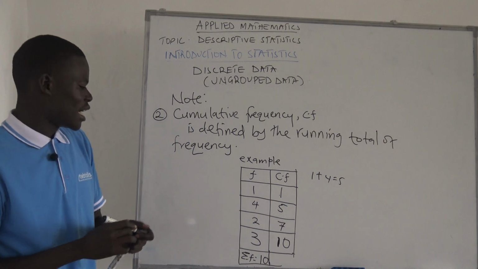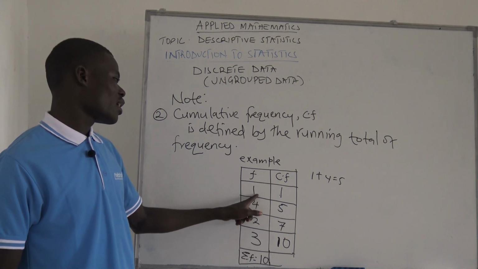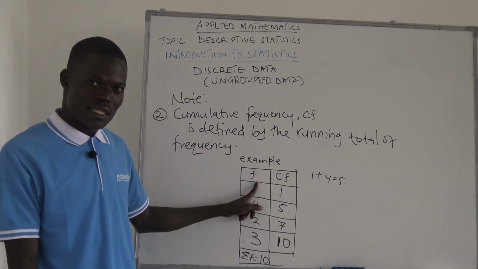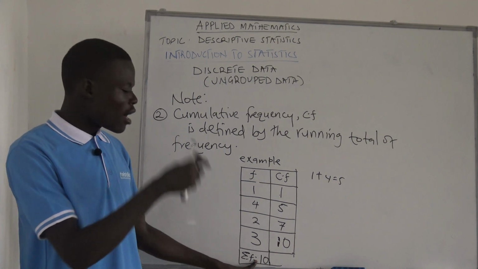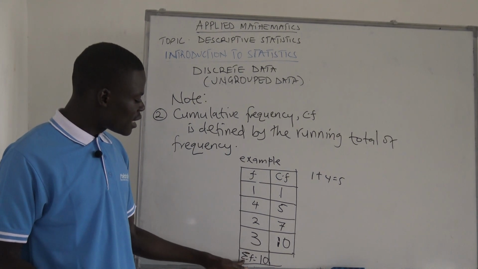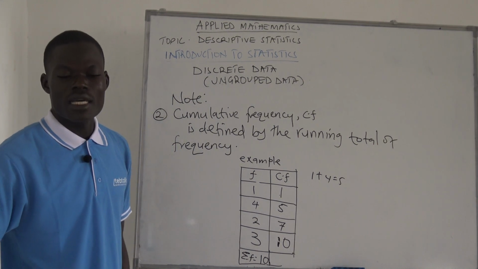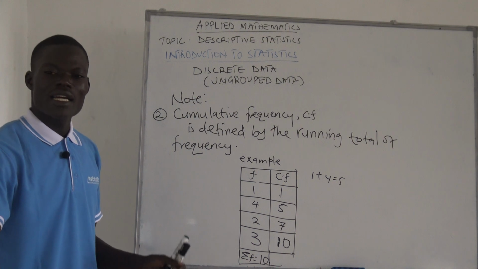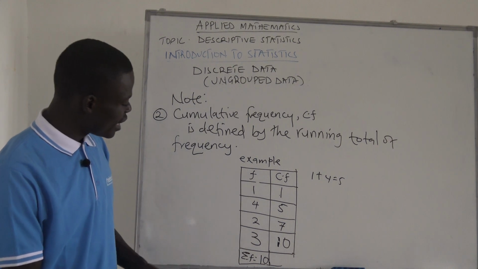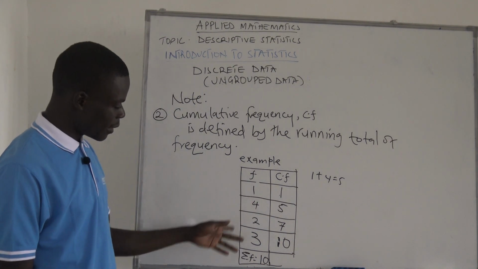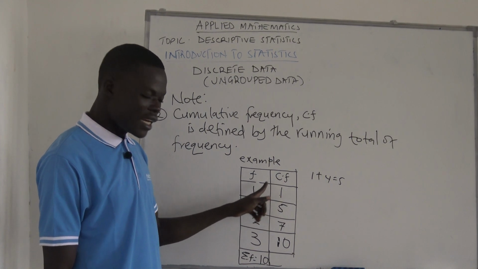Another key thing to note here is that it is a must that the first cumulative frequency is the first frequency. And the last cumulative frequency is always the total, or the sum of the frequency. Summation of f must equal the last cumulative frequency. If you don't get that, then there is something wrong there. You need to be conscious when dealing with cumulative frequency. If you don't use the first frequency as the first cumulative frequency, then you are wrong.